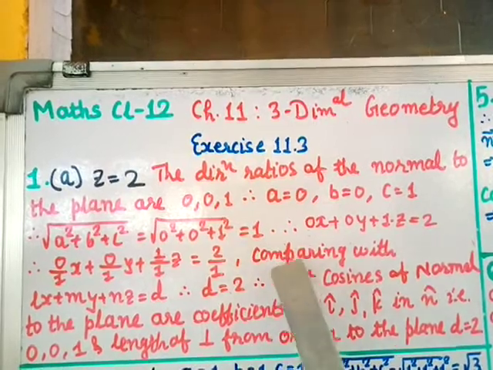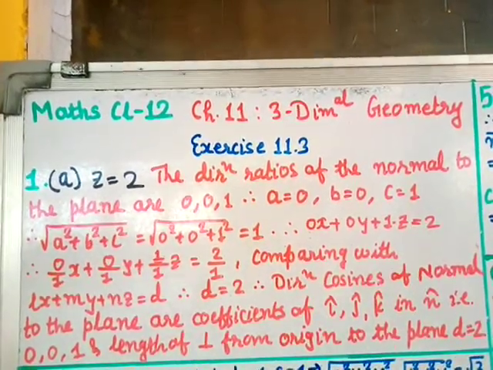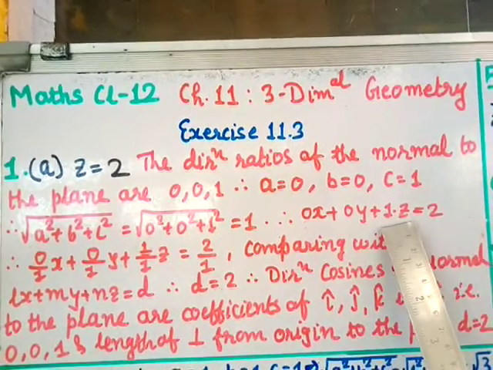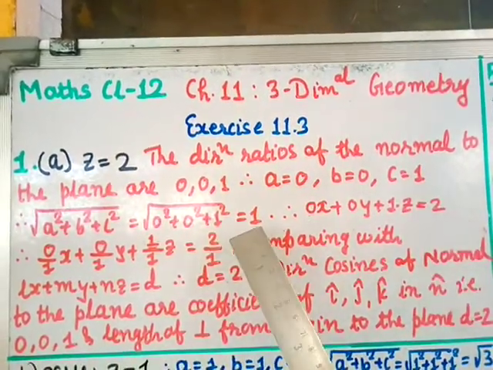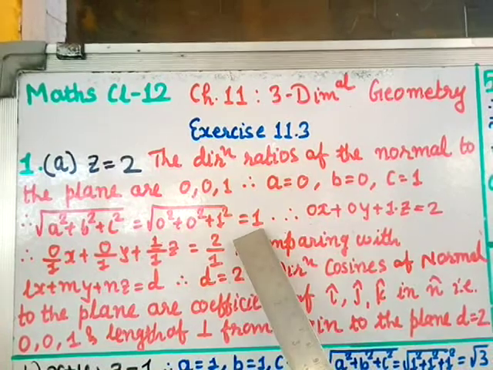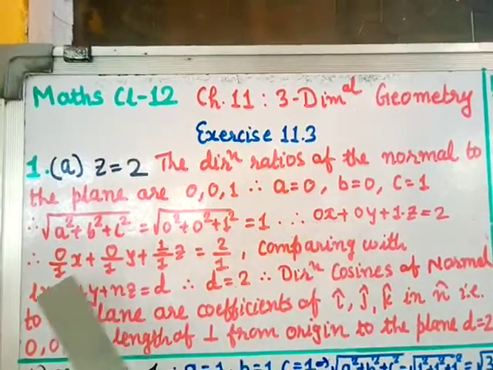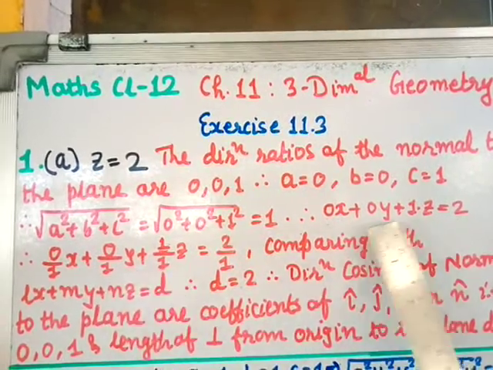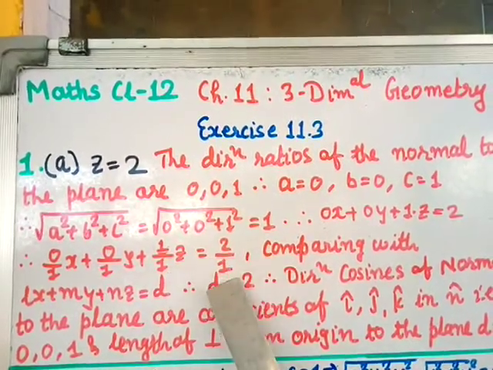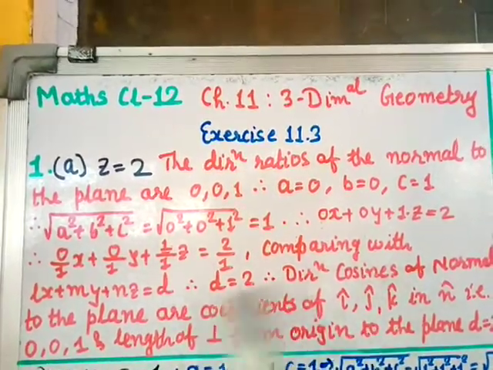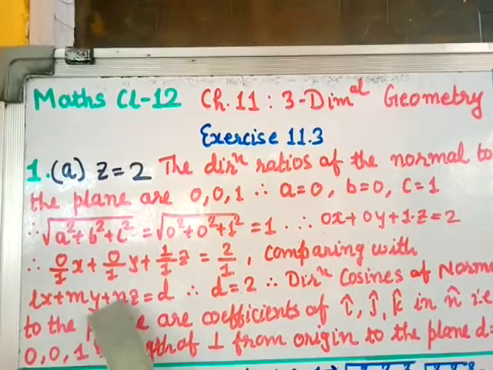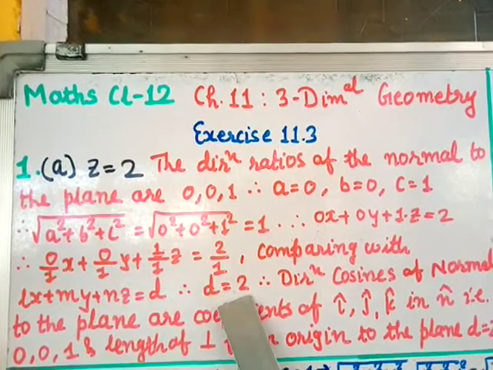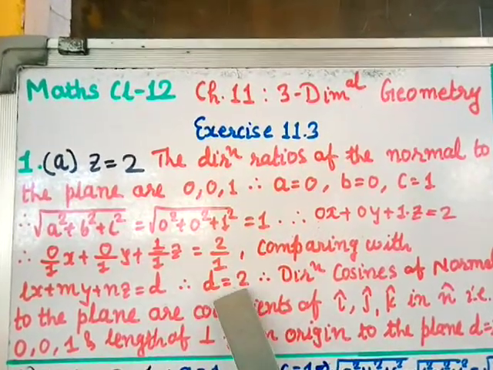Now again we know that this equation z equal to 2 can be written as 0 into x plus 0 into y plus 1 into z equal to 2. Okay, now we divide each term by 1. So if you divide by 1, you get 0 by 1 into x plus 0 by 1 into y plus 1 by 1 into z equal to 2 by 1. Now if you compare this with lx plus my plus nz equal to d, then the d value is 2 by 1, that is 2.